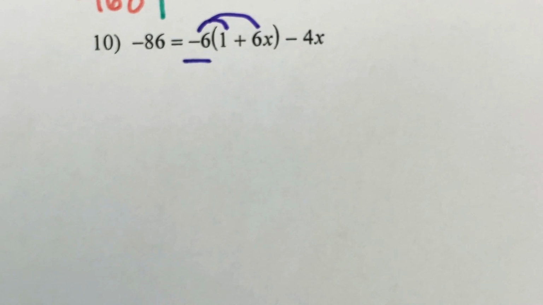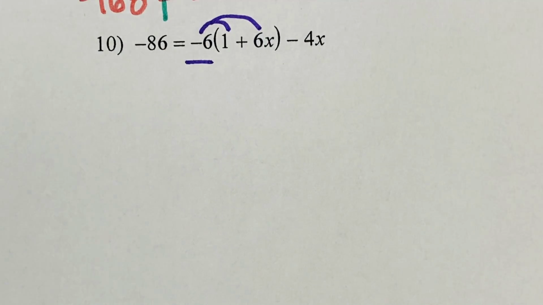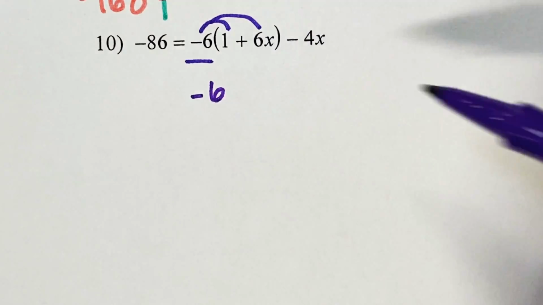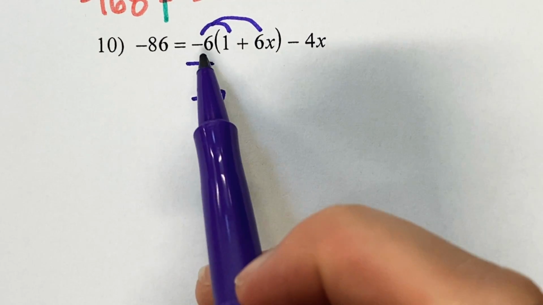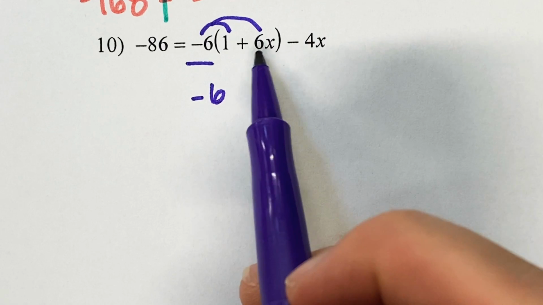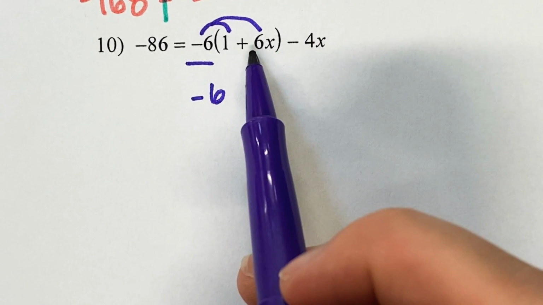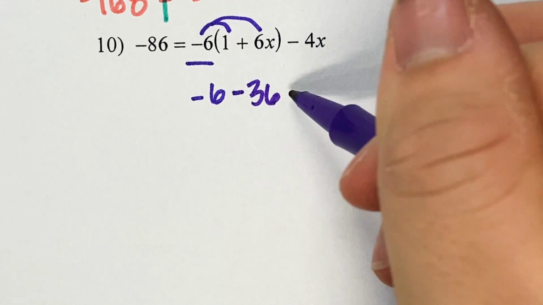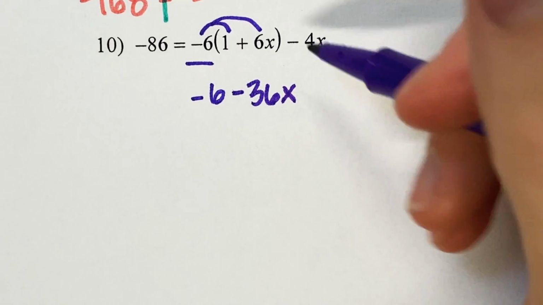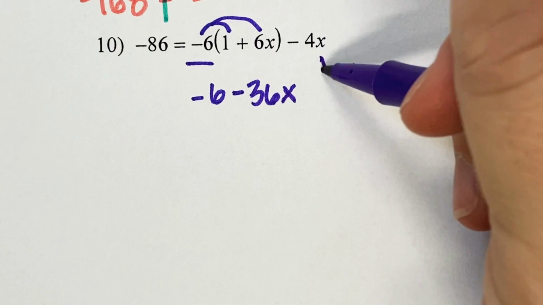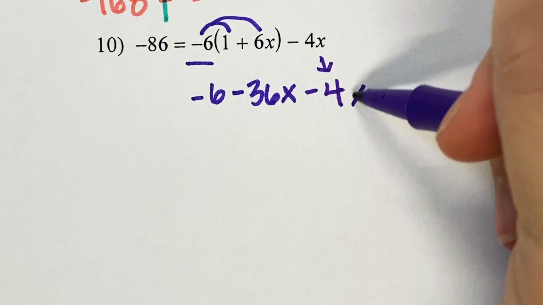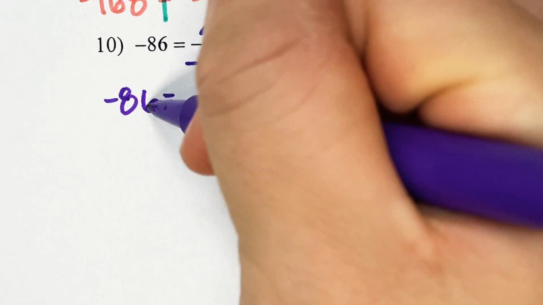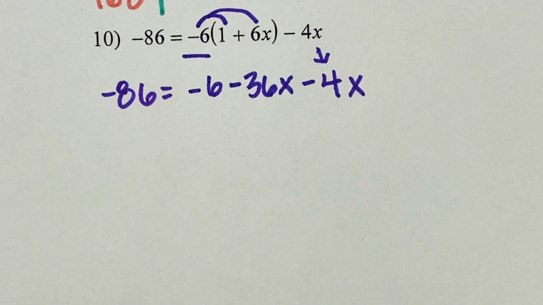Okay, focus, little guy, focus. There you go. So we get negative 6 times 1, just going to give me negative 6. Then I have negative 6 times positive 6x. So negative 6 times positive 6 is negative 36 with the x. We got rid of our parentheses, so now you can bring down that negative 4x. The equals negative 86 on that side, but we don't quite need that yet.